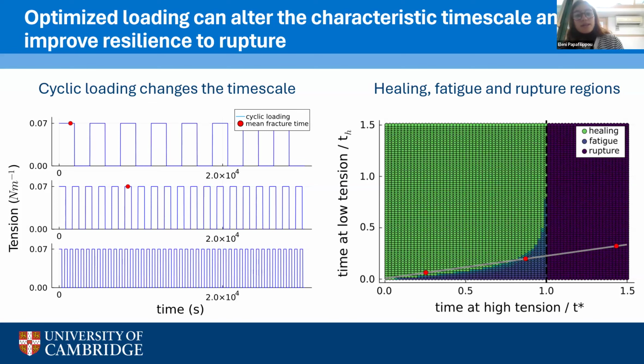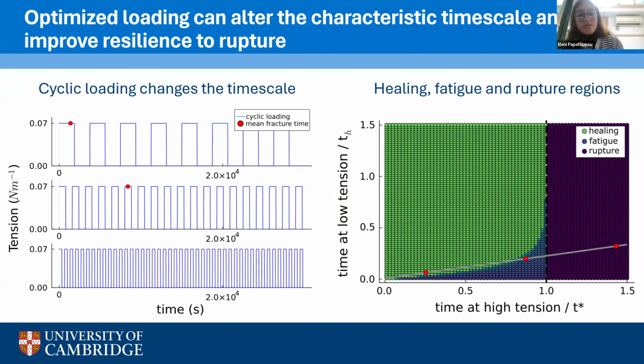So you've got the one that breaks pretty much instantly in the purple region. And that makes sense because the time spent at high tension was more than the fracture time scale. So it's expected to break. But then as you spend less and less time at high, the total amount might be more than the fracture time scale, but you can actually go either in this fatigue or healing regime here.